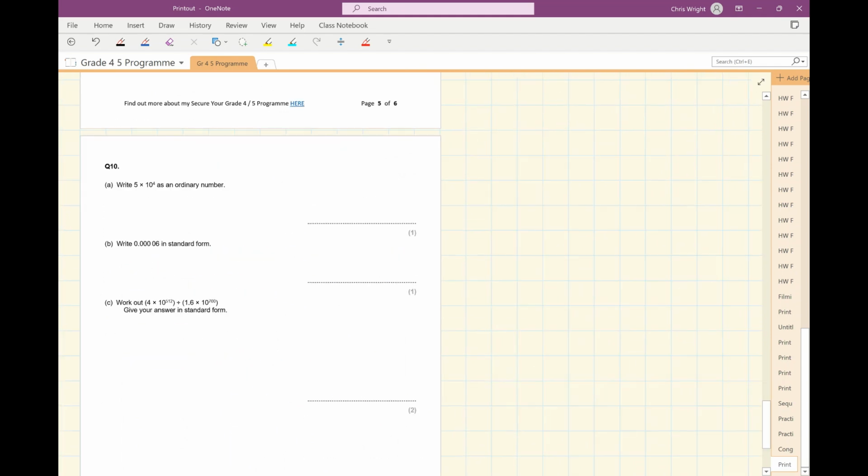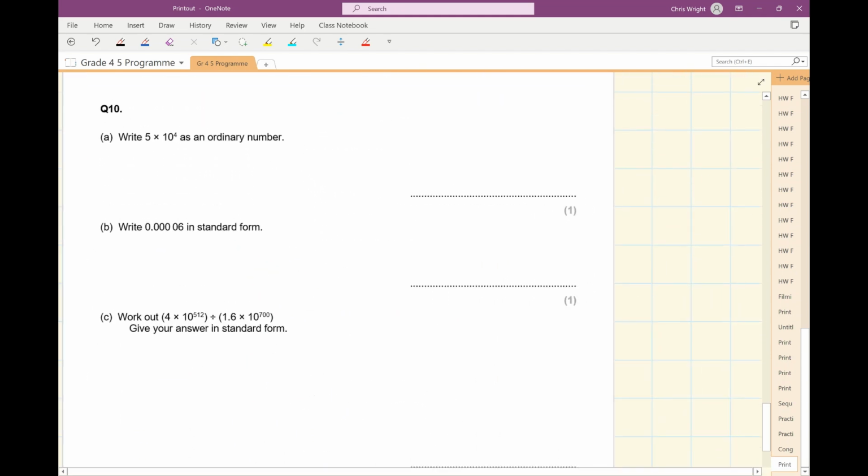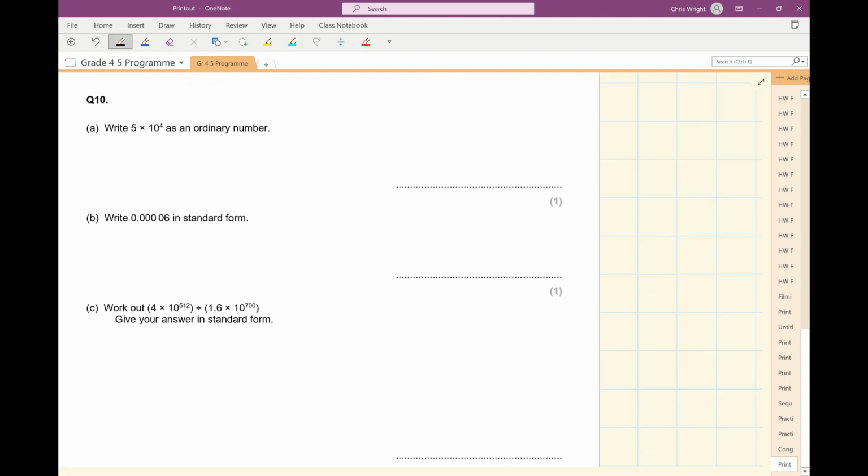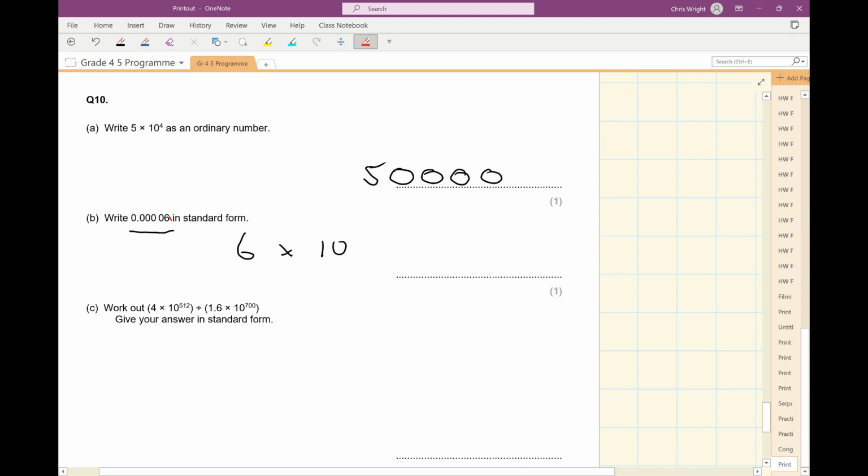And let's have a look at the last question, question 10. Write 5 times 10 to the 4 as an ordinary number. 5 with 4 zeros. Write this in standard form. It's going to be 6 times, 6 times what? 10 to the power of what? Well, I'd have to jump over the 6. That's 1. And then 1, 2, 3, 4 more places. So 10 to the power of minus 5.